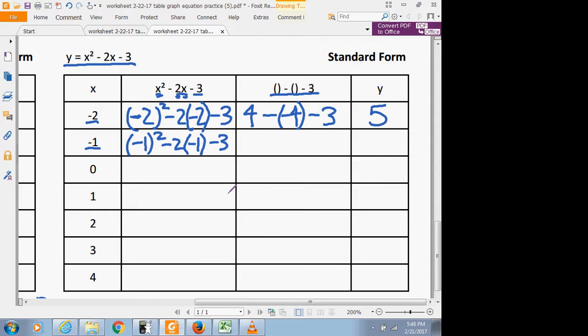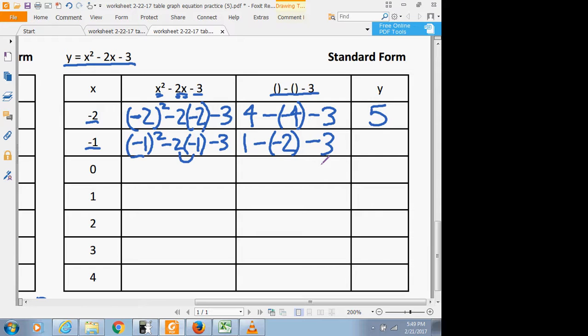First of all, I do negative 1 times negative 1. Negative times a negative is a positive. 1 times 1 is 1. Minus 2 times negative 1. 2 times negative 1 is negative 2. So I'm doing a minus a negative 2. And I subtract that. And then just as before, I subtract a 3.